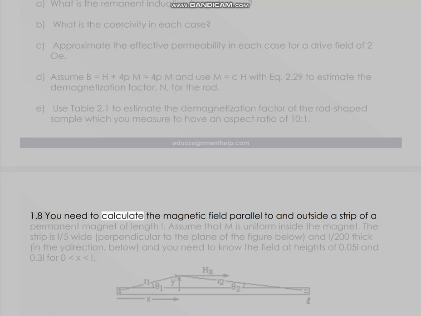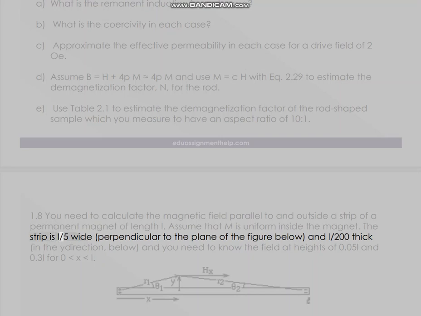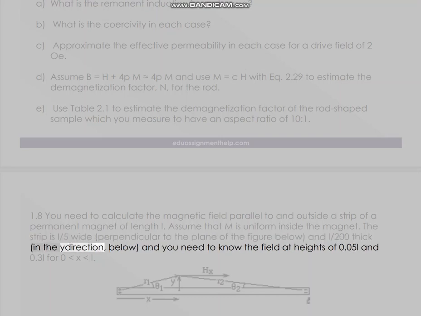1.8. You need to calculate the magnetic field parallel to and outside a strip of a permanent magnet of length L. Assume that M is uniform inside the magnet. The strip is L/5 wide, perpendicular to the plane of the figure below, and L/200 thick, in the direction below, and you need to know the field at heights of 0.05 L and 0.3 L for 0 < x < L.